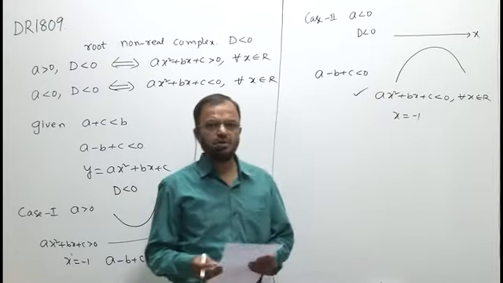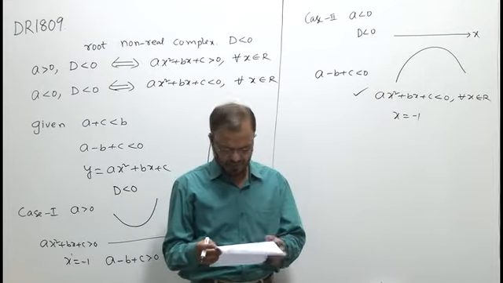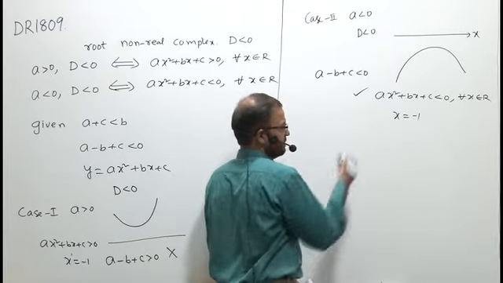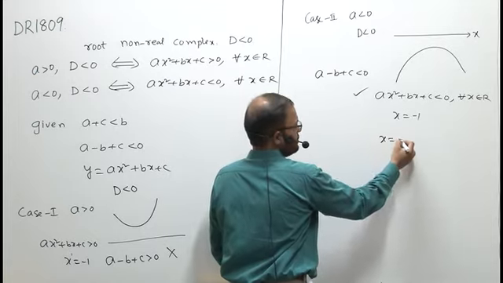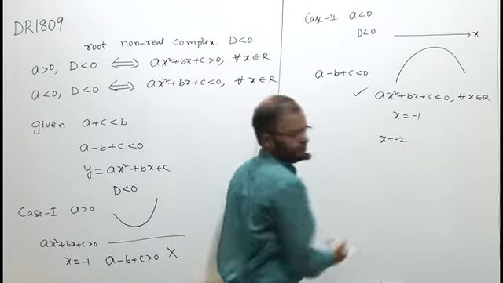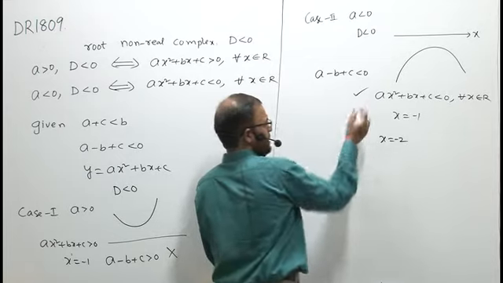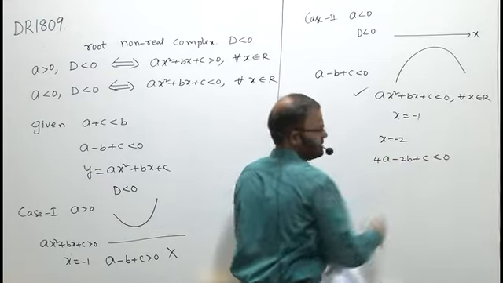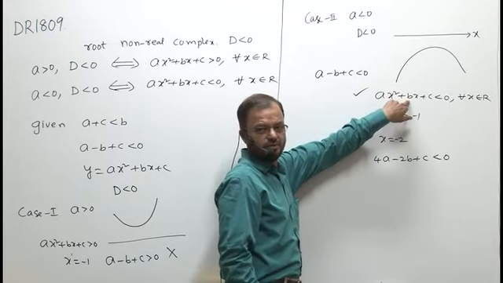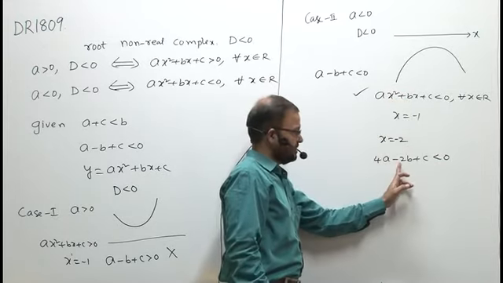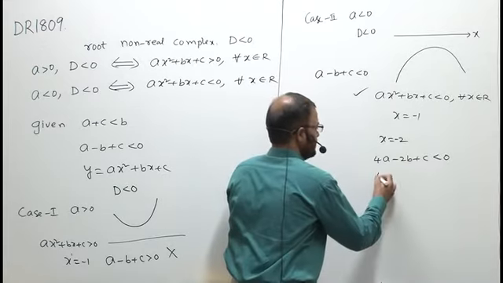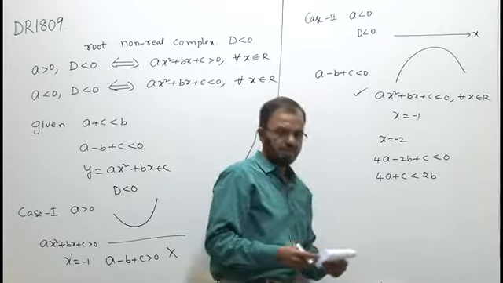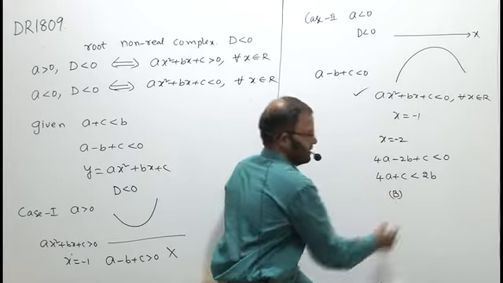Now, according to the options, I have to see the value of 4a plus c less than 2b. I put x is equal to minus 2. If I put minus 2, then it will become 4a minus 2b plus c less than 0. In this expression I have put minus 2. Now this minus, if I push to the right side, I get 4a plus c less than 2b. This is the B option. That is the correct answer.